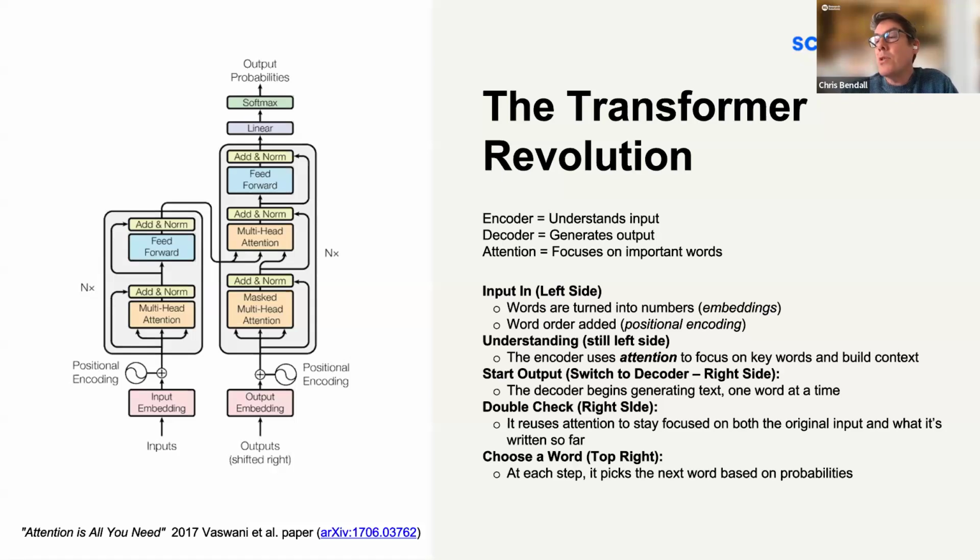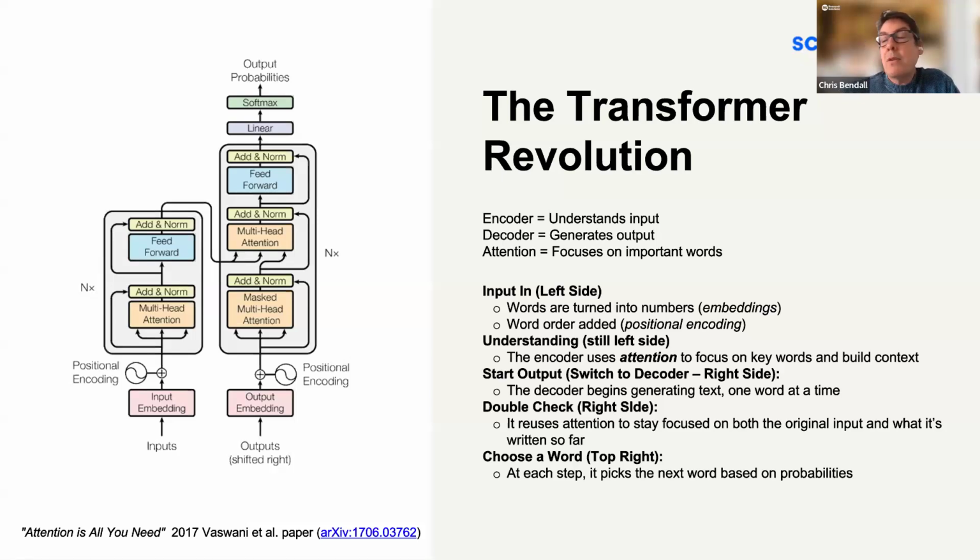We then switch to the decoder side, to the right side. This is where the model starts generating the response. It could be a translation, a summary, or an answer to a question. But it doesn't just spit out the full sentence. It builds it one word at a time, predicting each word based on what it has already generated. While writing, the model again is paying attention, not just to the words it has already written, but also to the input it was originally given. It's like checking your notes as you're writing a summary.